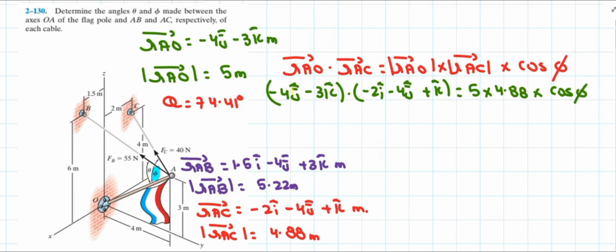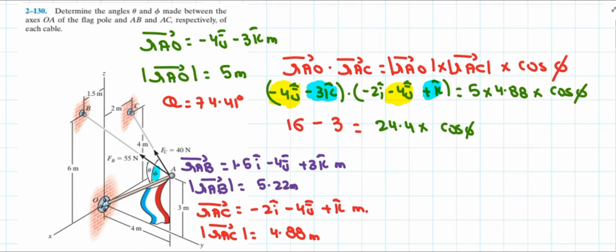Now multiply like vectors with each other. Multiply negative 4j with negative 4j, which gives us 16, and again multiply negative 3k with positive k, which gives negative 3. This is equal to 5 times 4.88, which gives us 24.4 times the cos of phi.